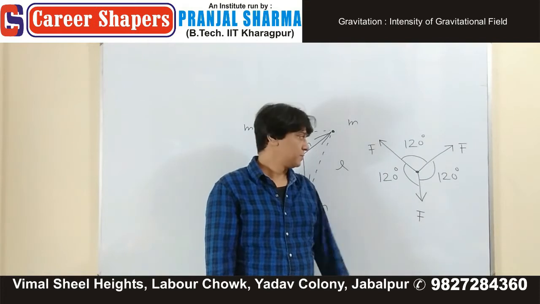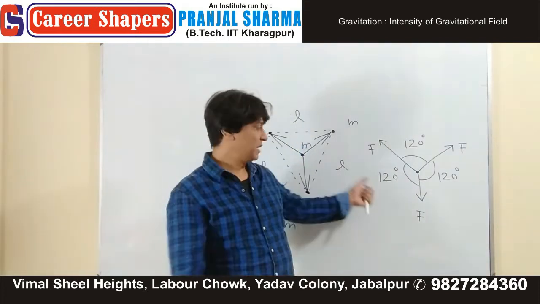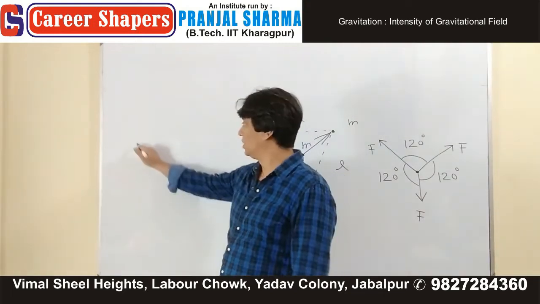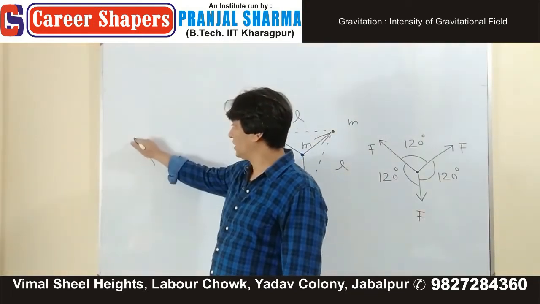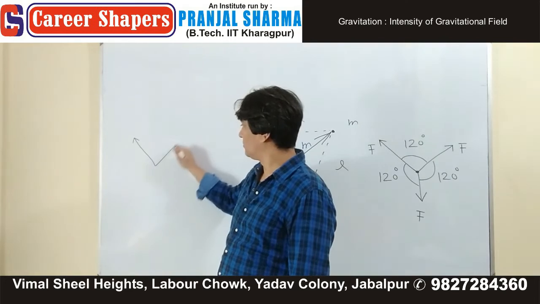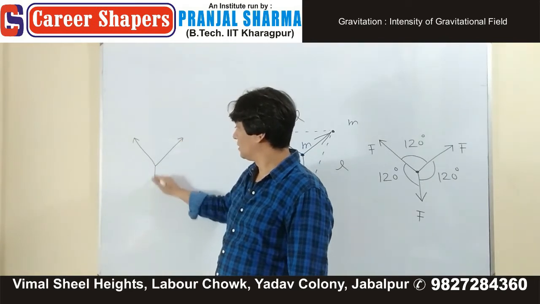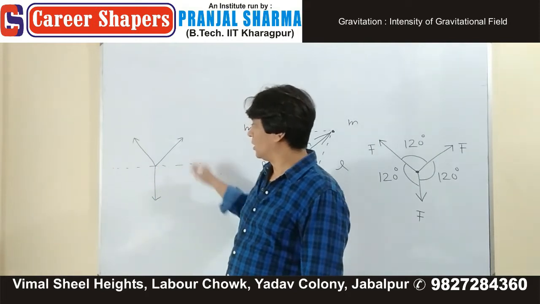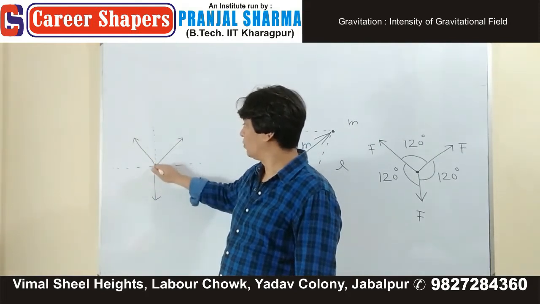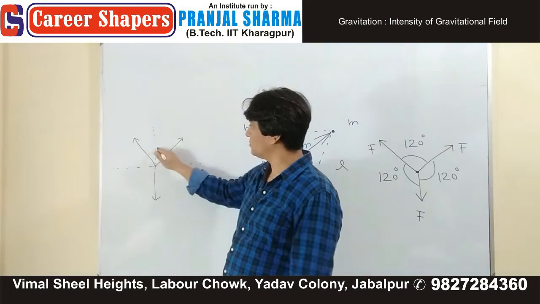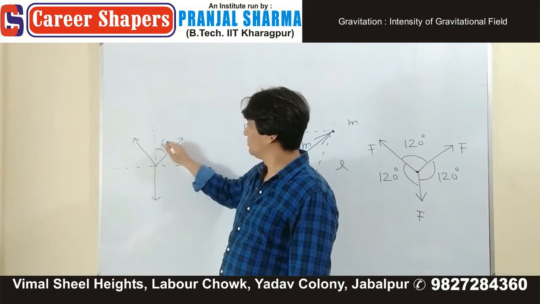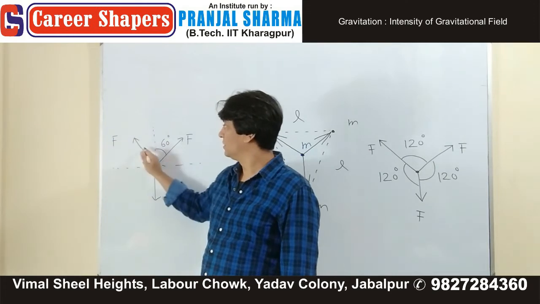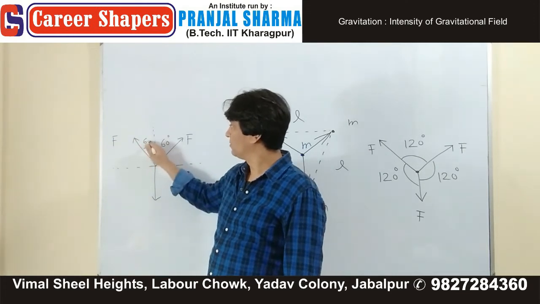0. If somebody is not comfortable with how the total force will be 0, they can resolve these forces along the horizontal line and the vertical line. This angle is 60. This is F. This is F. This is also 60.